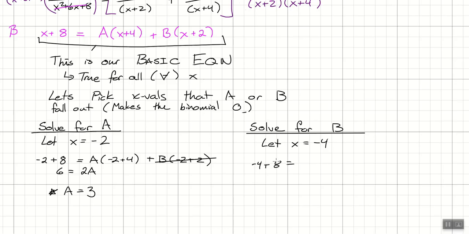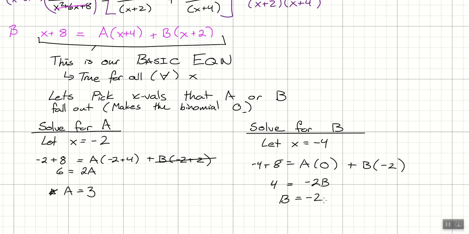is equal to a times, I'm just going to be lazy and call it 0 right now, plus b times -2. Is that right so far? Okay, so 4 is equal to -2b. B must then be -2. Cool. Everybody agree with that?